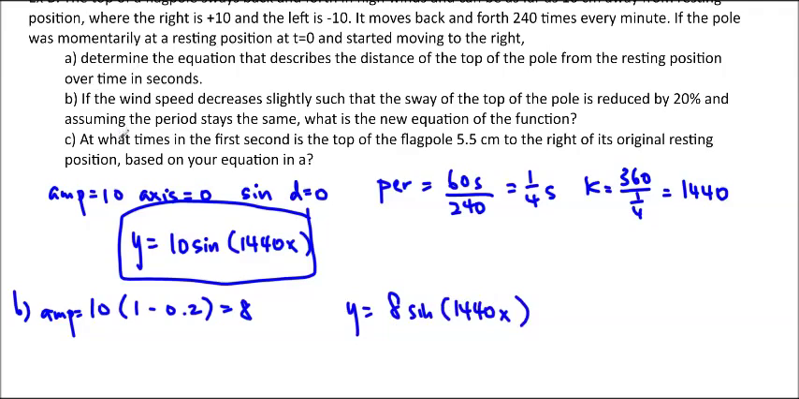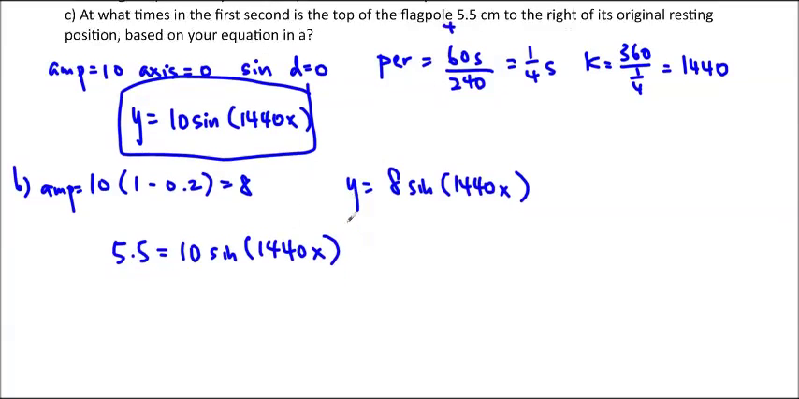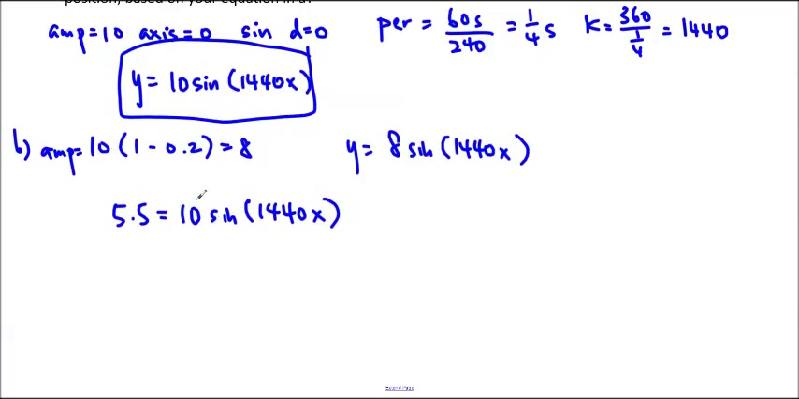Okay, the last question: at what times in the first second is the top of the flagpole 5.5 centimeters to the right of its original resting position based on your equation in A? So we're going to be using this equation again, and we want to know when it's 5.5 centimeters to the right. So that's positive 5.5 centimeters. So we're going to set y equals 5.5. 5.5 equals 10 sine 1440x, and you guys have a lot of experience solving for x in this type of situation. So you just move it over.